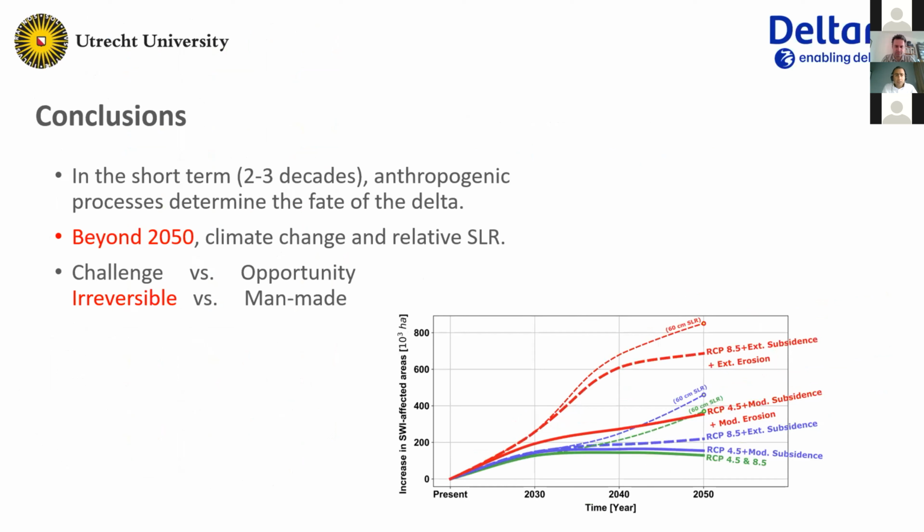So what does this mean? It means that in the short term, within 2 to 3 decades, anthropogenic processes determine the fate of the delta. Beyond 2050, climate change and relative sea level rise will be the dominant factors. This translates to challenges and opportunities. The challenge is that some of these trends can be irreversible, or maybe irreversible is not the most accurate word, but it's very difficult to reverse. Theoretically, everything can be reversed, but there are also opportunities, as a lot of these trends are significantly amplified by human impact.